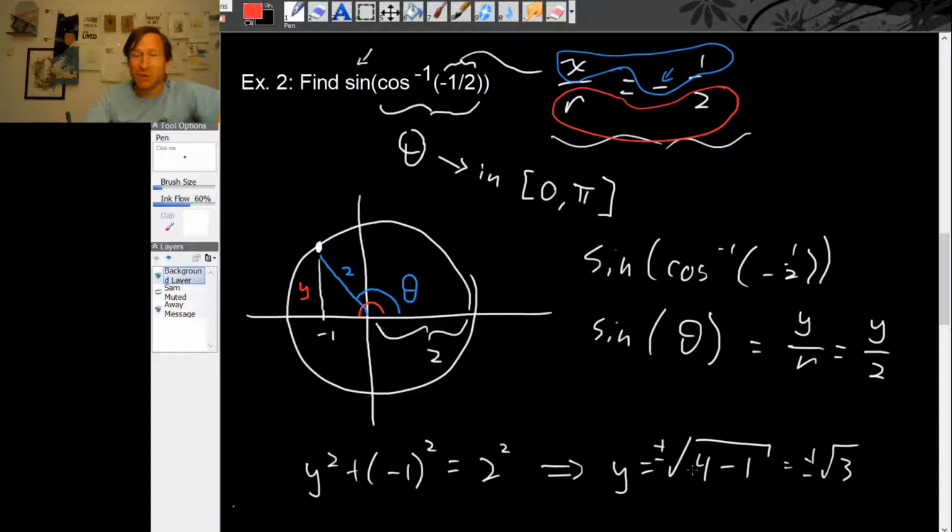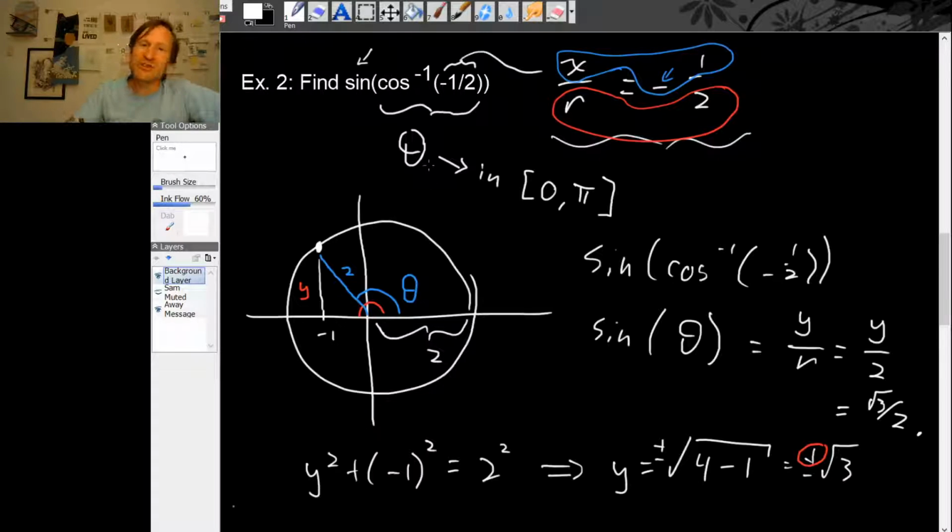Because we are in the second quadrant, we know we have to choose the plus. We can't choose the negative. That would put us on the bottom half of the semicircle, because that's where negative y coordinates live. So now finally we know y. It's positive root 3. So root 3 over 2.